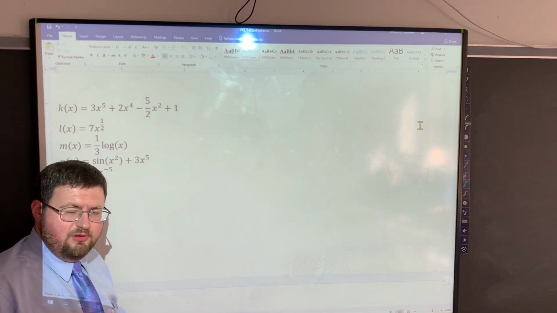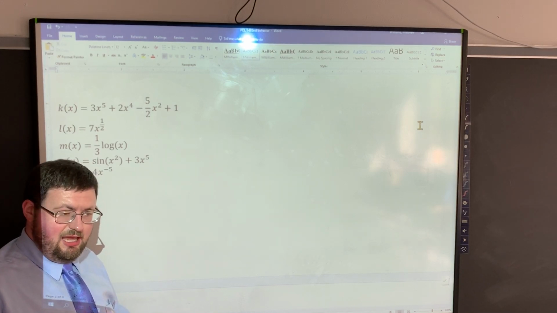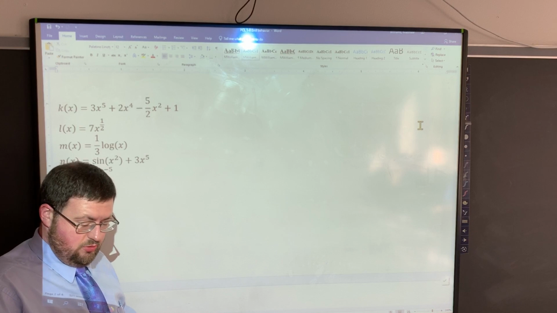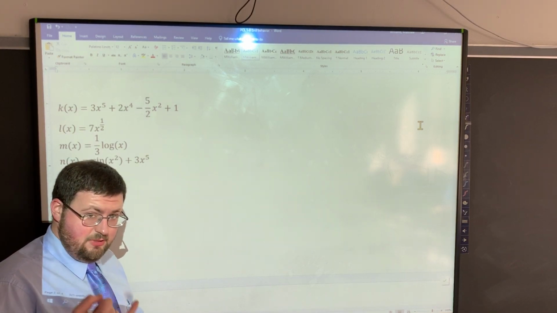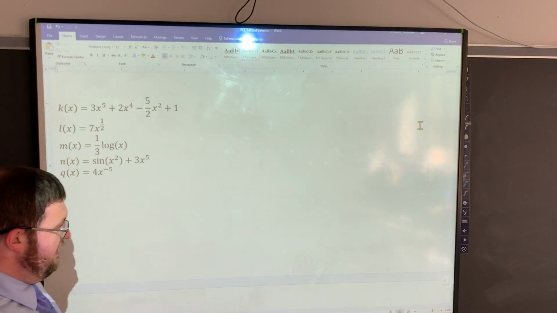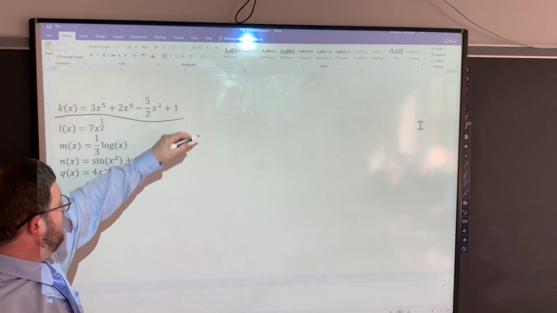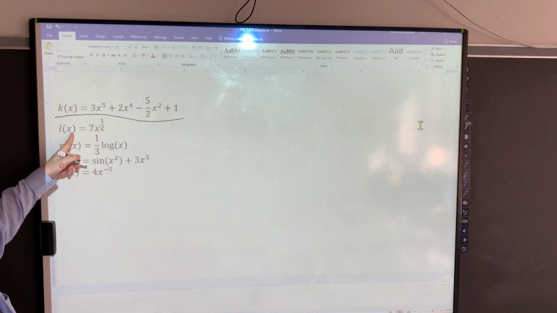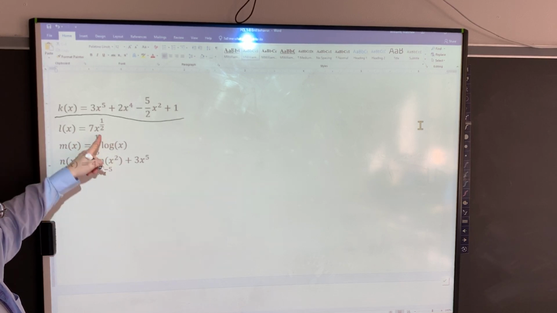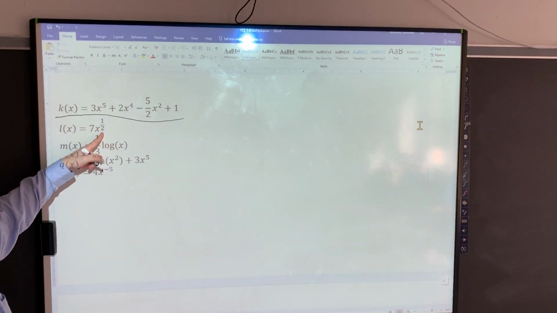So a polynomial is a function that has only whole numbers for exponents and doesn't have anything like logarithms or trigonometric functions, sine, cosine, tangent, or exponentials, or anything like that, and nothing special. So this first one is a polynomial because the exponents are all whole numbers and there's nothing special about it. The second one is not, because it has an exponent that is a fraction, and that's not a whole number, so this is not a polynomial.